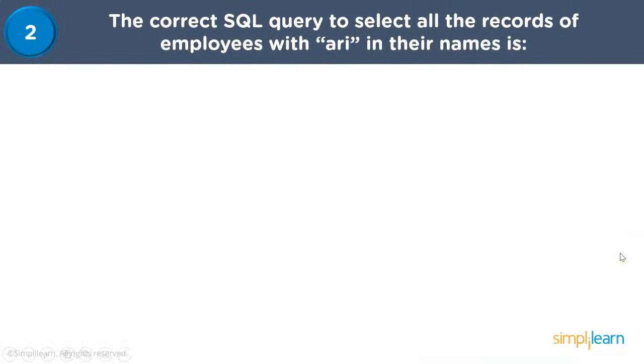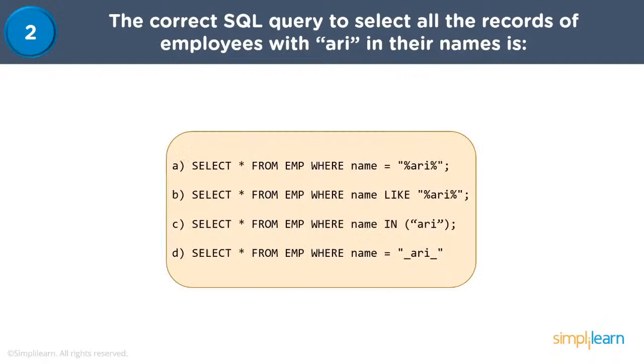Now this is a multiple choice question where you need to answer the correct SQL query based on the question. So the question is, the correct SQL query to select all the records of employees with ARI in their names is. So we have a list of 4 options given, and out of that you need to find the correct option. Now the answer to this question is this. So if you write select star from the table name, which is employee here, where name like, then if you give this condition, it will return all the records where employees have ARI in their names.